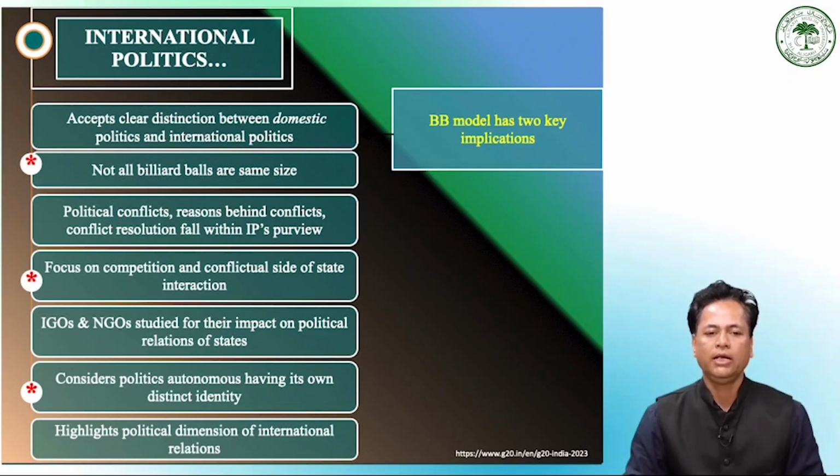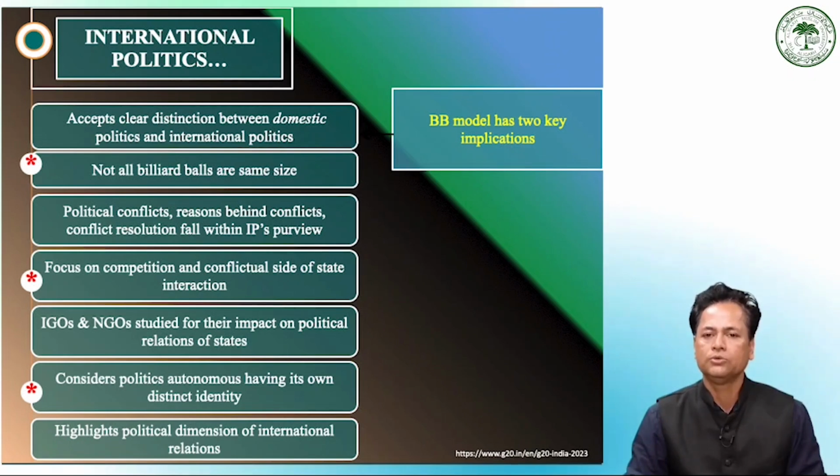The billiard ball model has two key implications. First, it accepts that there is a clear distinction between domestic politics and international politics. So when we talk of domestic politics, we are talking of order, and when we are talking of international politics, we are talking of anarchy. And secondly, not all billiard balls are of the same size because of the uneven distribution of power in international politics. Political conflicts, the reasons behind those conflicts, conflict resolution fall within the purview of international politics.